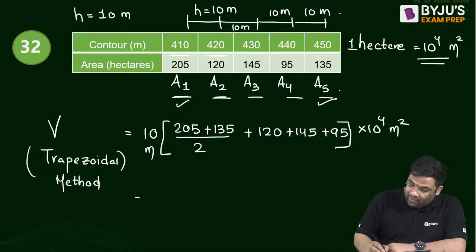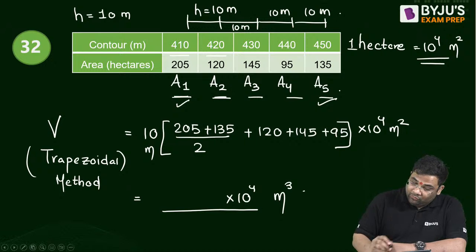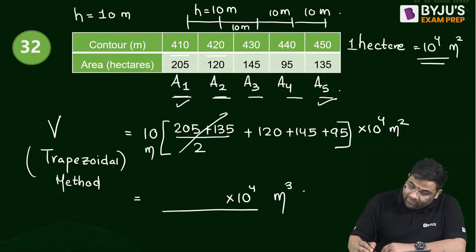The answer will come in meter cube. So how much are you getting? Tell me, what is the answer? You can do it without a calculator also. 10 to the power 4 is there here. Now do this.